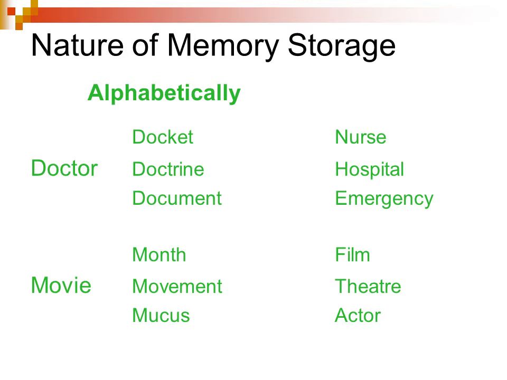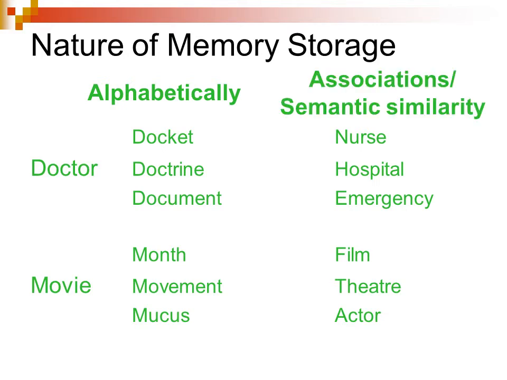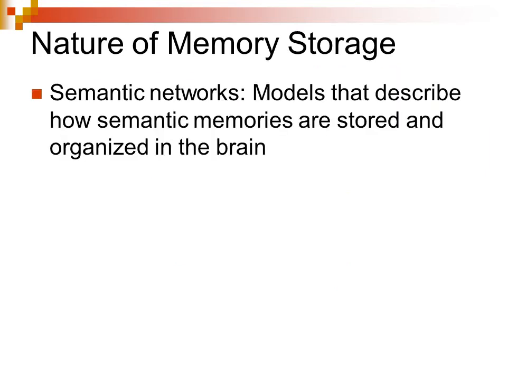So then I go, oh, okay, well, yeah, so this does tell us something about the organization of semantic memory. Specifically, that it's not organized alphabetically like a dictionary, but instead it's organized semantically, or based on meaning and associations. To get more formal then, what we're going to talk about today are semantic networks, which are models that describe how semantic memories are stored and organized in the brain.